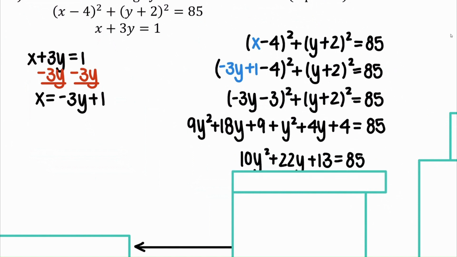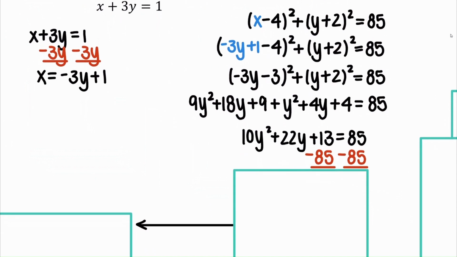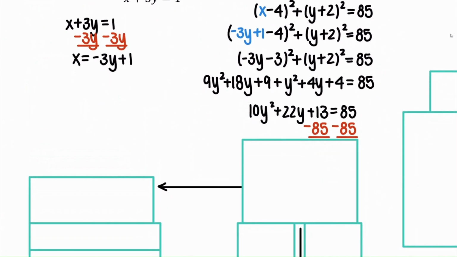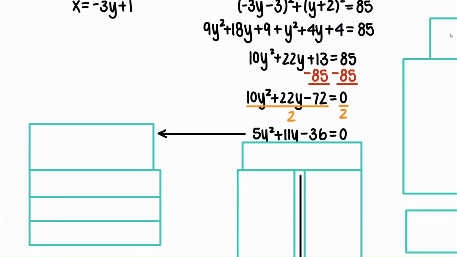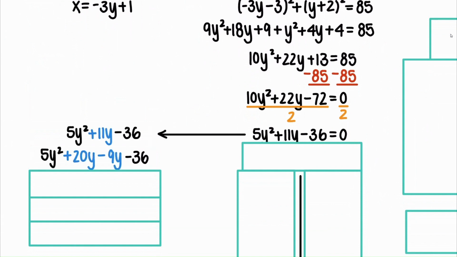And we know that in order to solve for any variable, we have to make sure it's equal to 0. So let's equate this to 0 by subtracting 85 on both sides, thus giving us 10y squared plus 22y minus 72 equals 0. And again, if we can simplify the equation, let's try to do that. So we're going to divide both sides by 2, thus giving us 5y squared plus 11y minus 36 equals 0. And so from here, we can factor this by using the AC method.